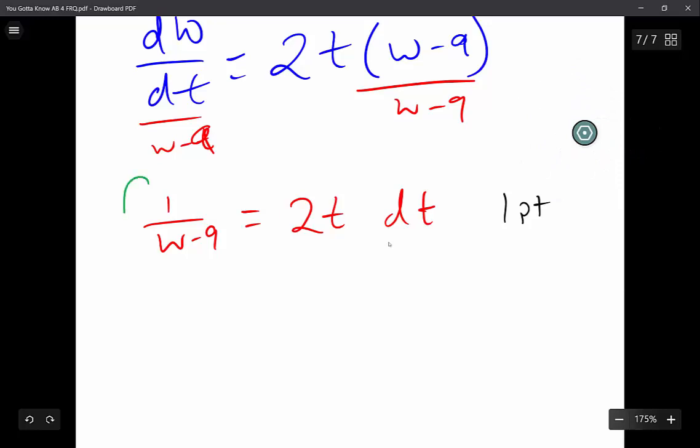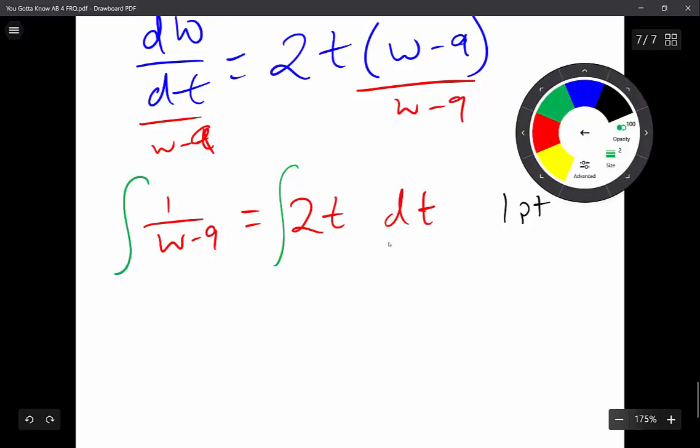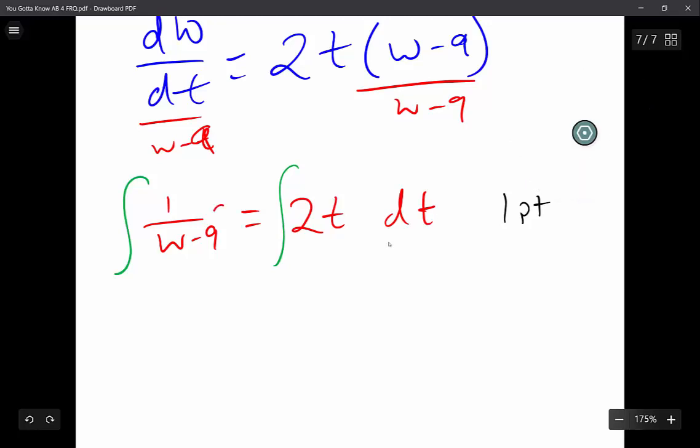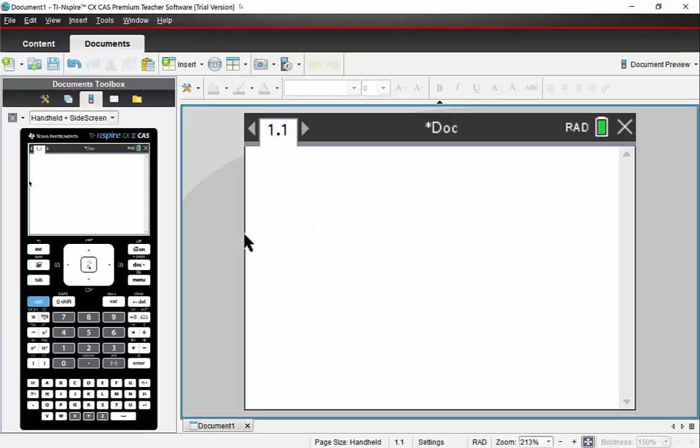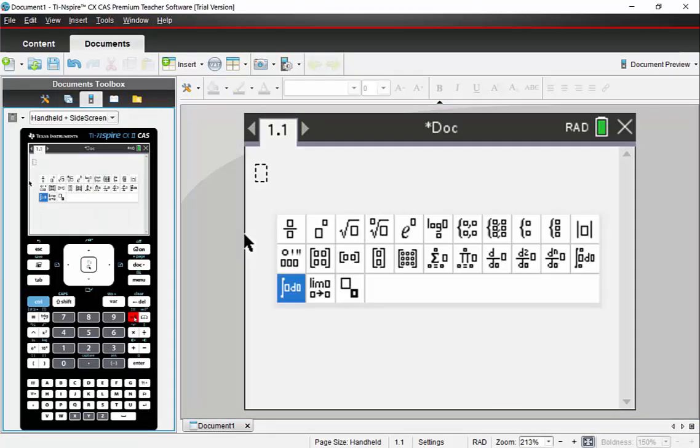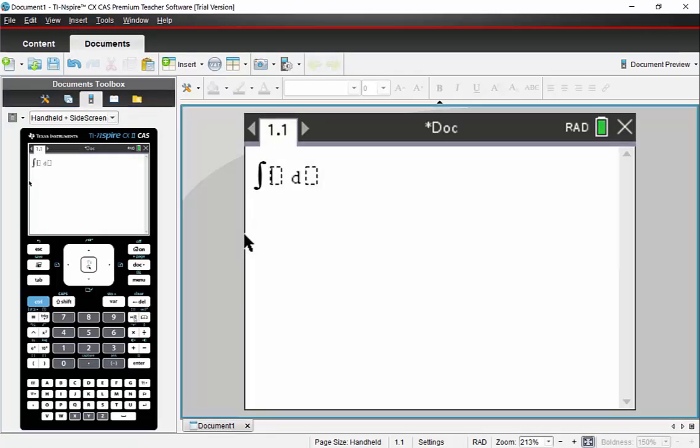Then next, we're going to take the integral of both sides. I somehow forgot my dw in there. So this should have had 1 over (w minus 9) dw. And then this is where we can start using our calculator to help us out. So, we have the integral of 1 over (w minus 9). So we're going to come in here, integral.